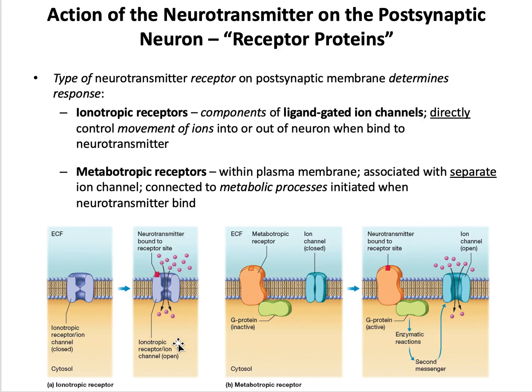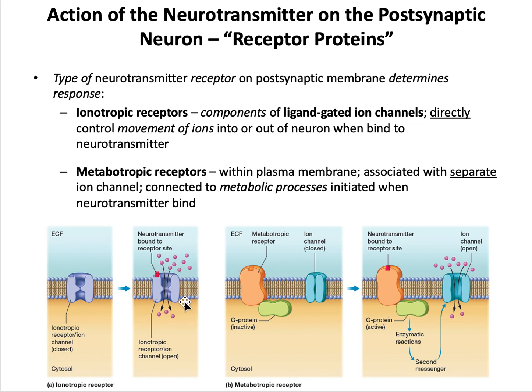All right, there are two major types of receptors that can bind neurotransmitters. One class is called ionotropic receptors, and the reason they're called ionotropic is that once a neurotransmitter binds to an ionotropic receptor, it's an ion channel. It's an ion channel that very quickly changes conformation, opens, and then allows for the passage of ions into or out of the cell. So much quicker. It directly controls the movement of ions in or out of the neuron.